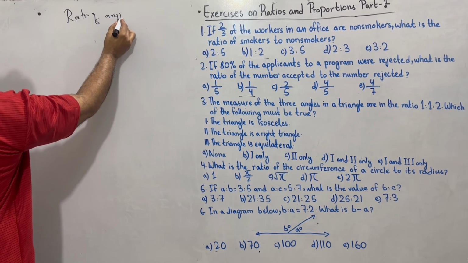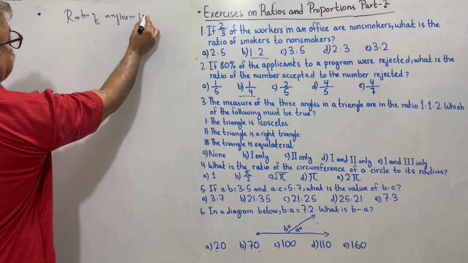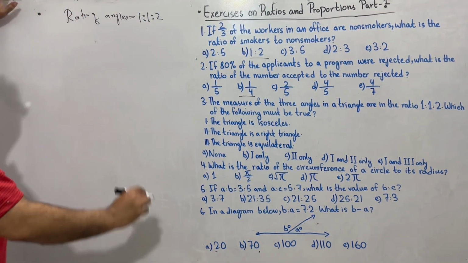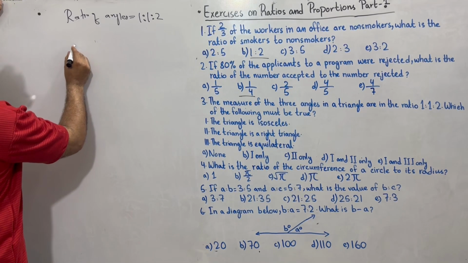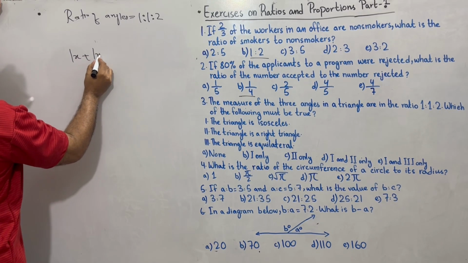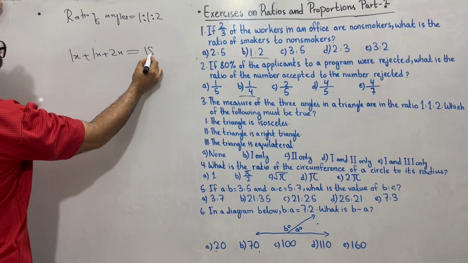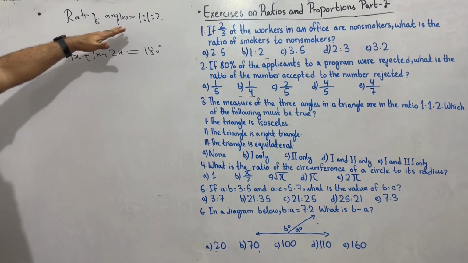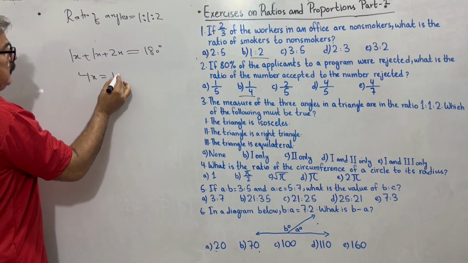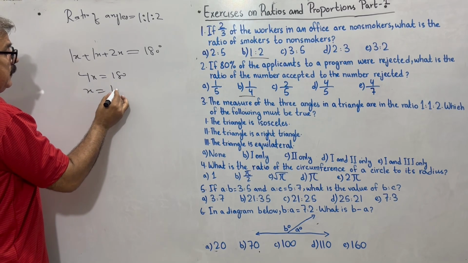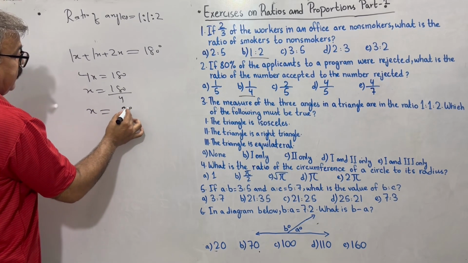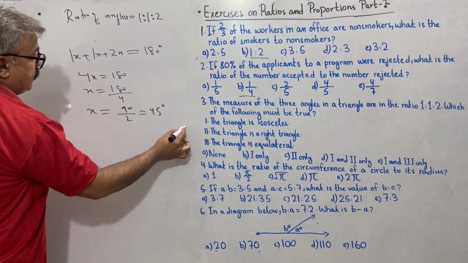Ratio of angles, 1:1:2. Suppose the angles are A, B, C. We can simplify it by introducing 1x plus 1x plus 2x, which adds up to 180 degrees. Taking x as the variable, 1x plus 1x plus 2x means I have 4x equal to 180. Dividing by 4, 180 divided by 4, x is 90/2 or 45. So x is 45.